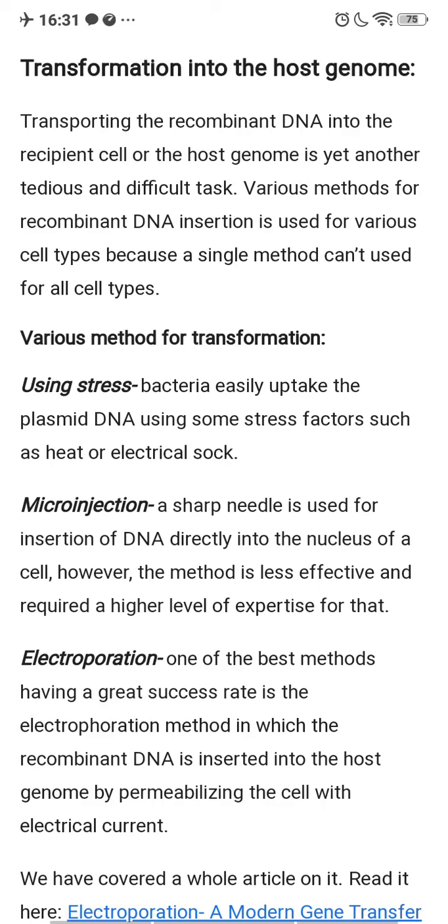Hi students, I will continue the previous lecture on genetic engineering. Now we start transformation into the host genome. I have already told you how recombinant DNA is formed, and it is loaded in the vector DNA.